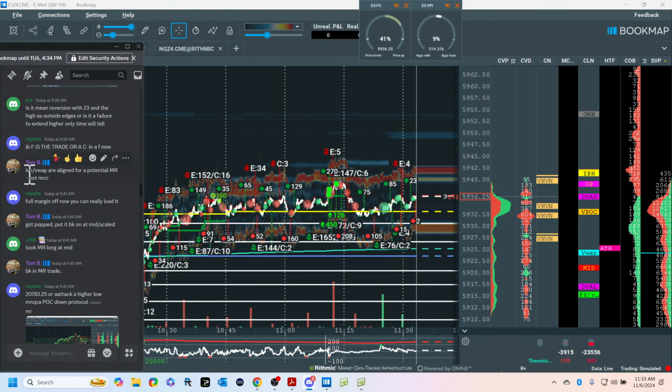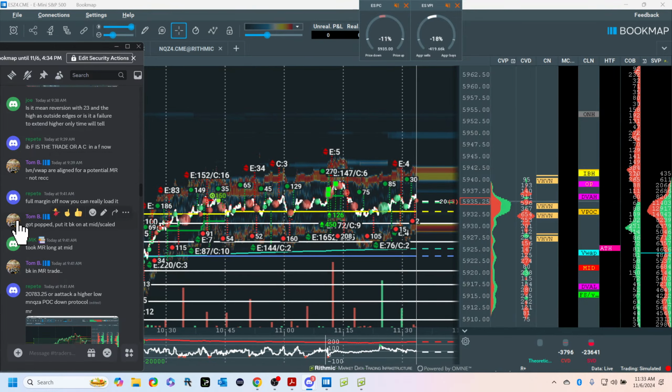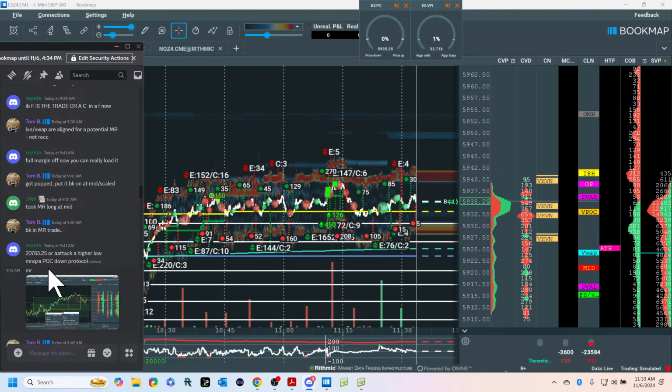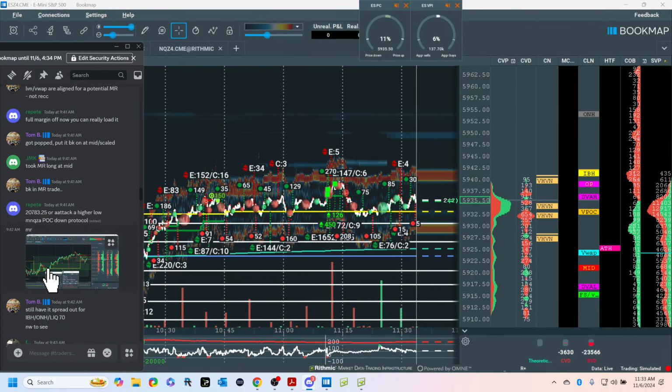Here's where I took a trade. LVN, what time was that? 9:30. So I took that long for a potential mean reversion, and I took a stop. I put it back on and the mid got scaled, and somebody else took it, and then back in the mean reversion trade, and I think I got a scale and I got taken out of it.